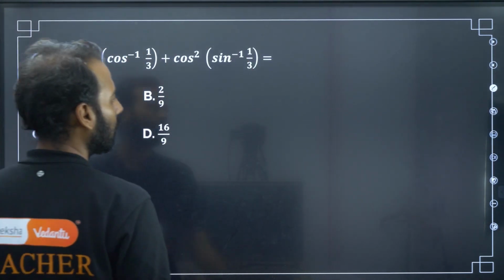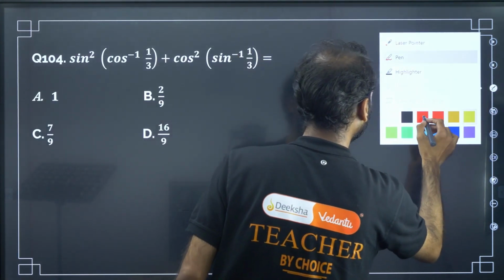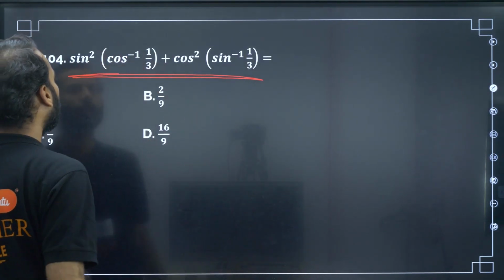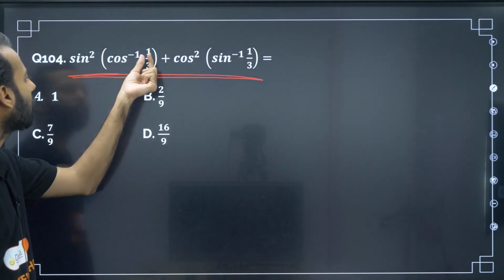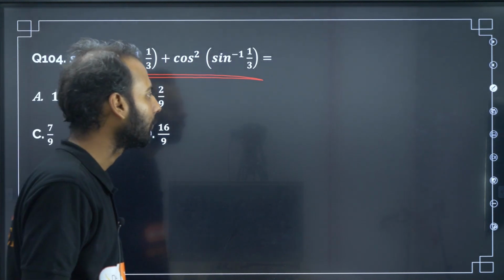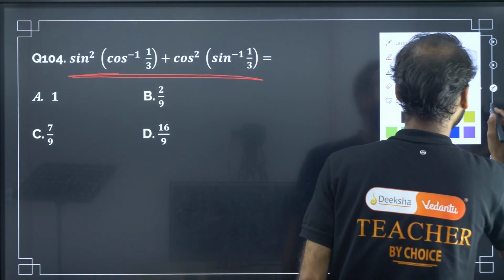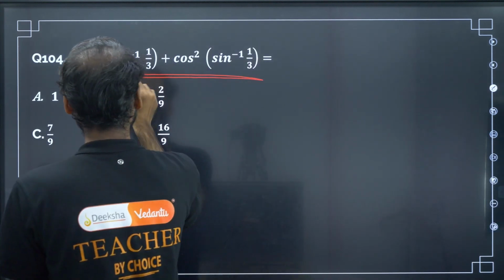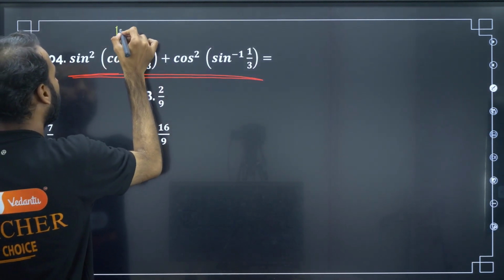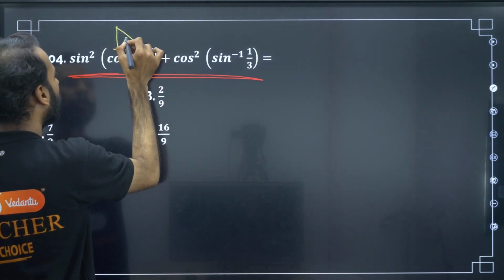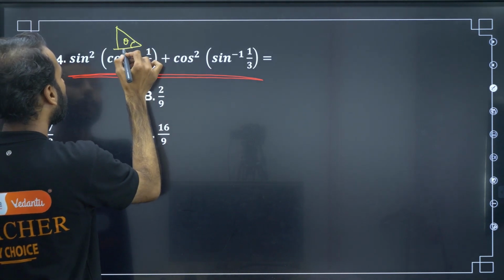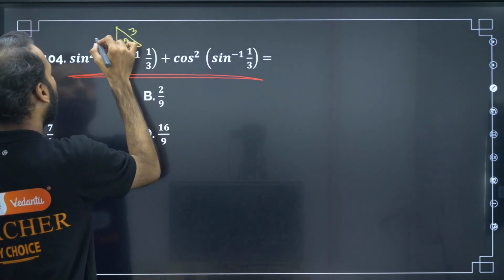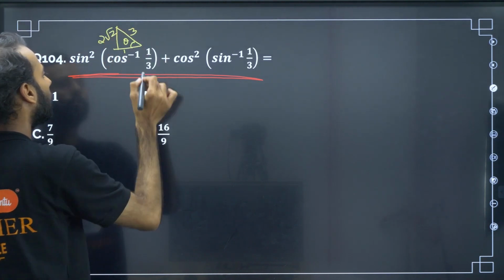Sine square, an easy question. Inverse trigonometry questions, generally up to CET level or NCERT level, are easy only. Sine square cos inverse 1 by 3 plus cos square of this. Now how to solve this problem? Let me consider one triangle. If I assume this angle as theta, base is 1, hypotenuse is 3, that means the perpendicular is 2 root 2.